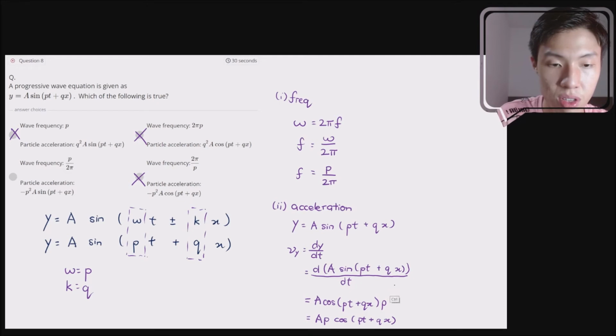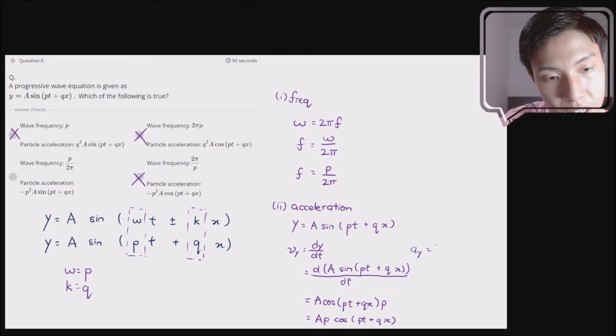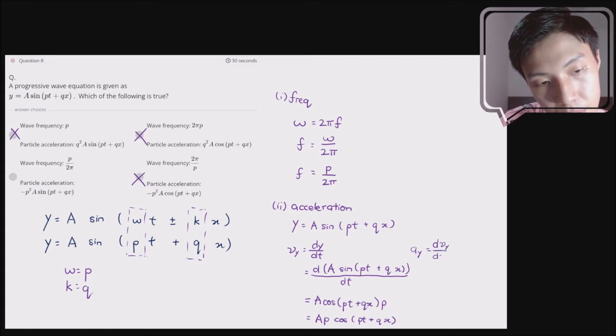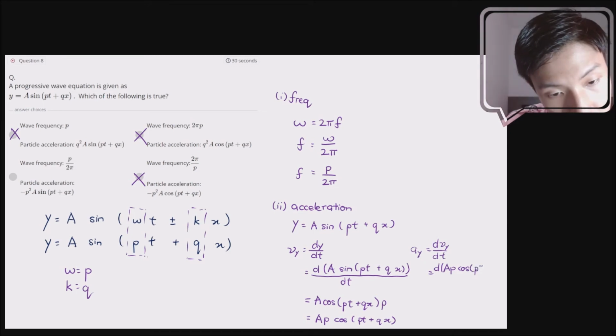Okay, so let's continue. Let's find ay right now. ay is just differentiating the velocity against time. So now you'll be differentiating A p cos(pt plus qx) against time.